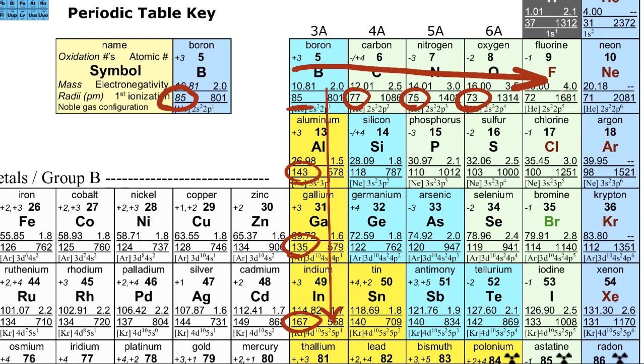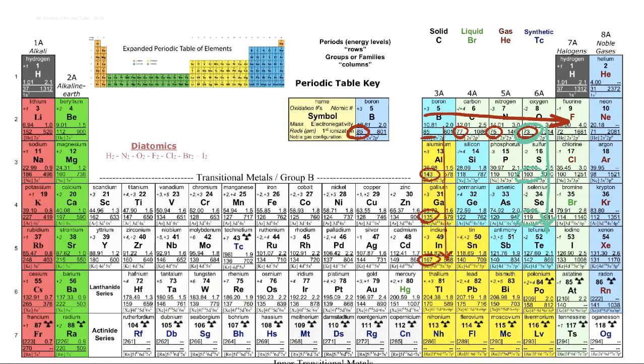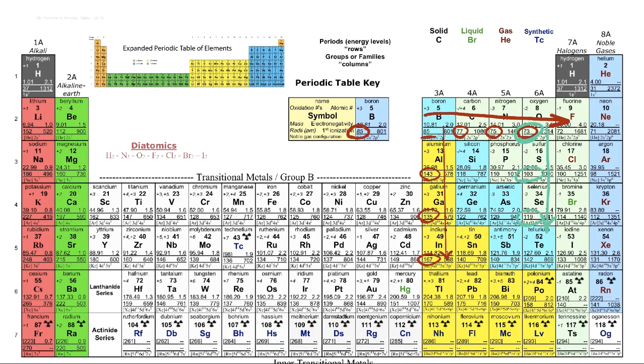So let's look at one more before we go back. We have 73, 103, 119. So the general trend as you move down the periodic table is that the radius of your atoms are going to increase on the way down and decrease on the way over to the right-hand side. All right.